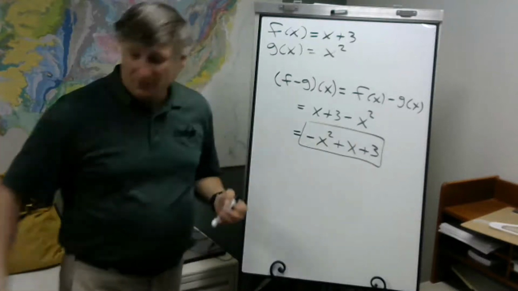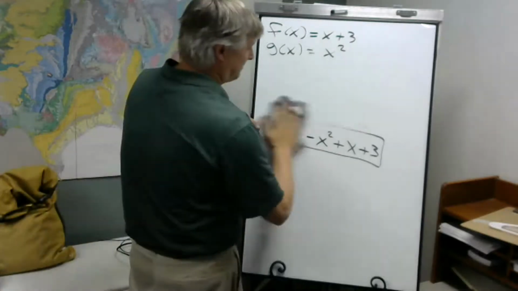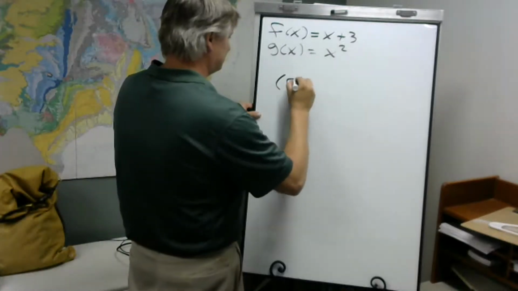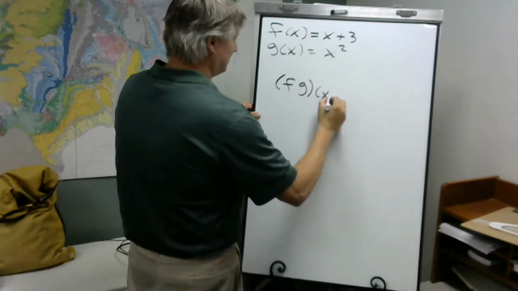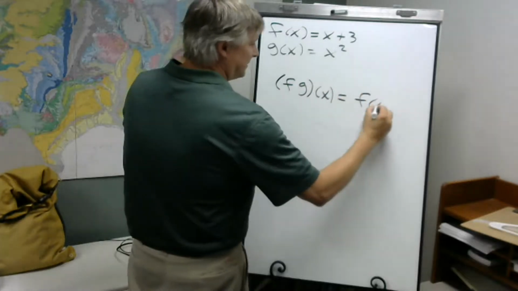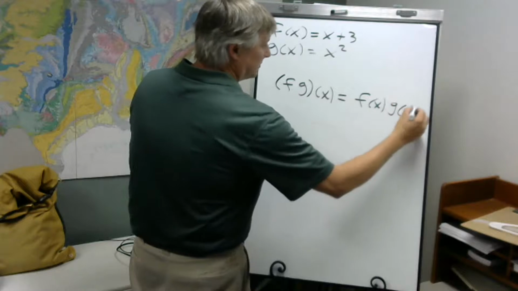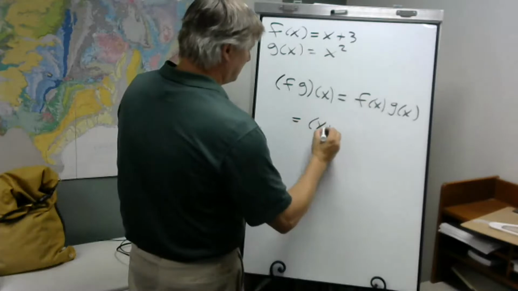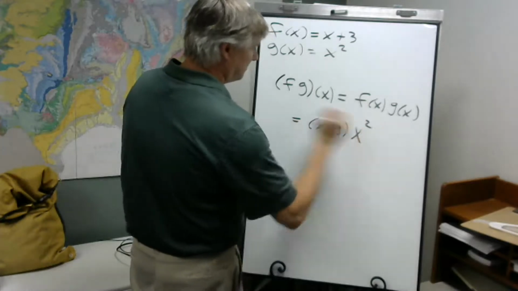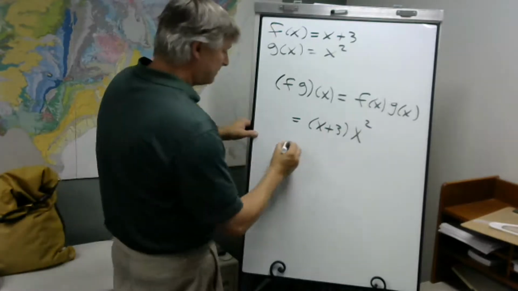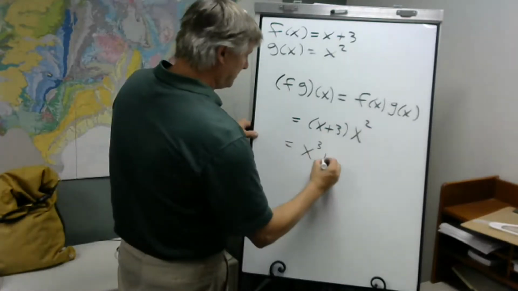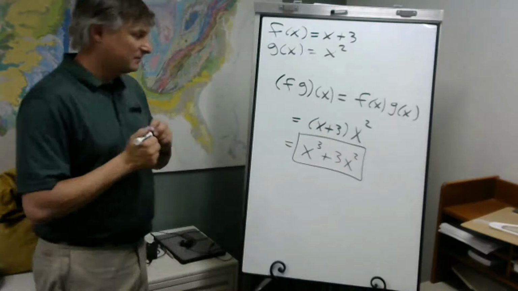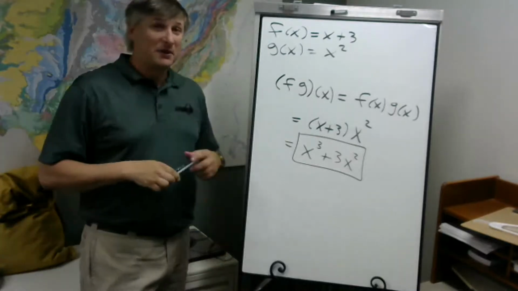Now, there's also multiplication. And this means we take f of x and multiply it by g of x. So we get x plus 3 times x squared, then we distribute this x squared, and we'll get x cubed plus 3x squared. And there you go.